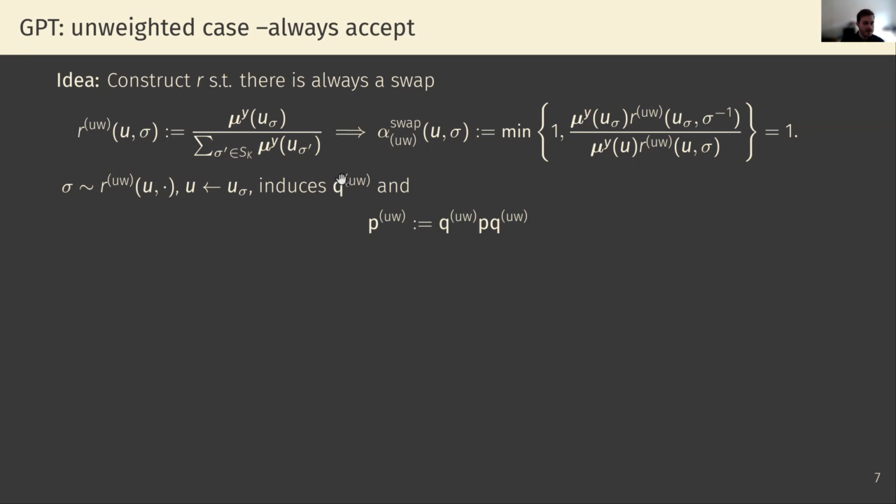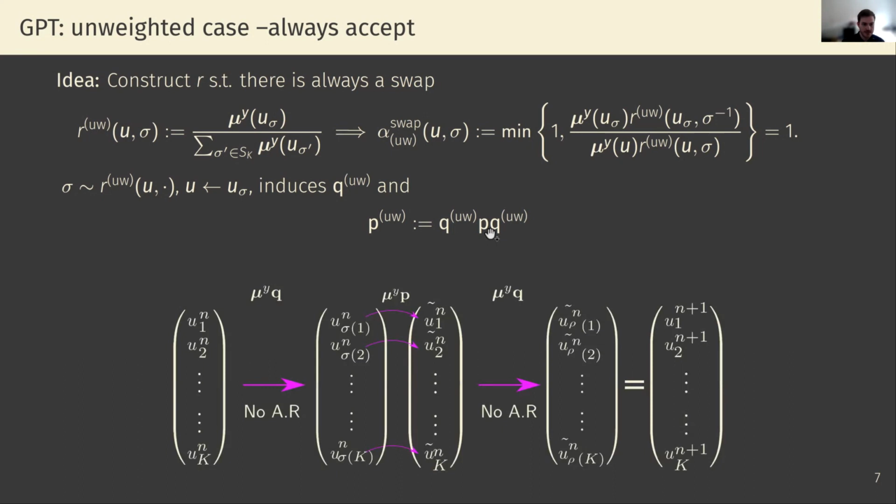Having defined this swapping kernel Q_UW, we can define our generalized unweighted parallel tempering algorithm as follows. So with this palindromic structure, which basically means that given an initial state u_n, we first permute the states with a permutation sigma. We accept this permutation with probability 1.